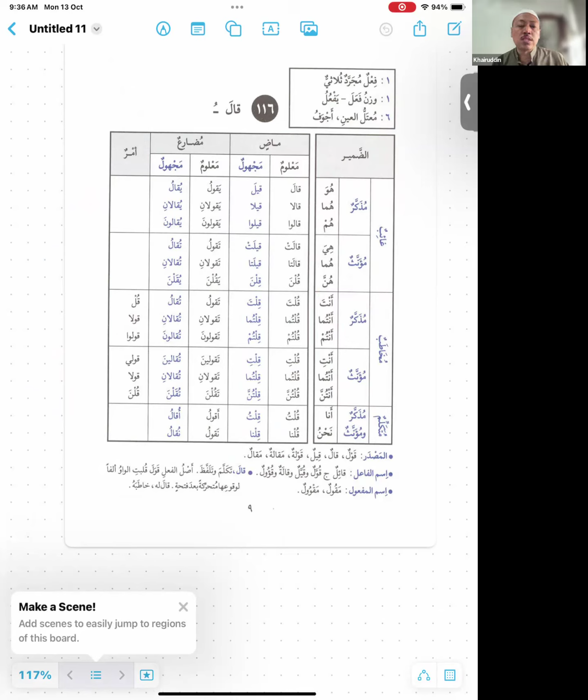Qala yaqulu means he talked or he said, he says, and sama yasumu means he fasted, he's fasting, or he fasts. Okay.